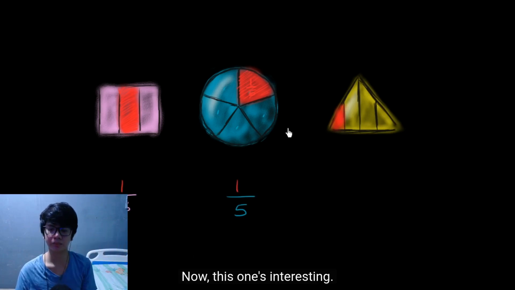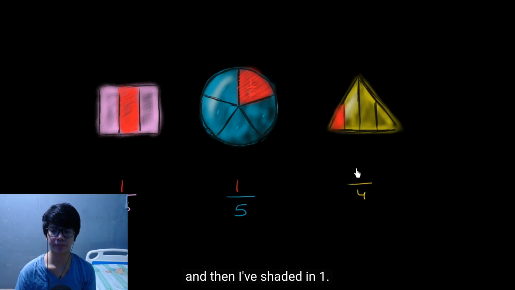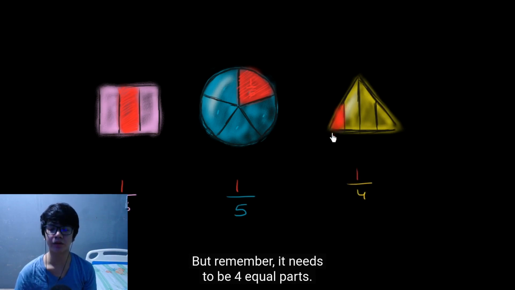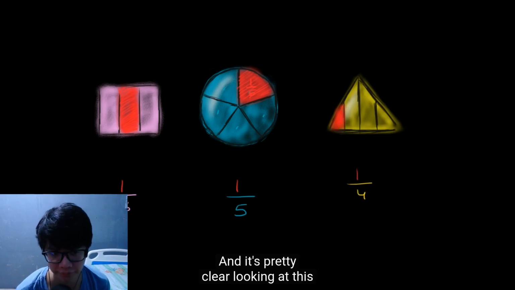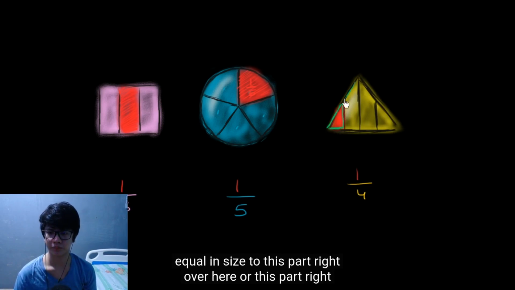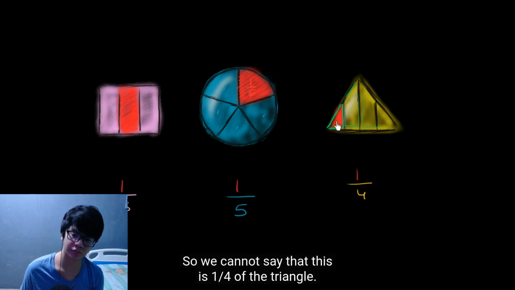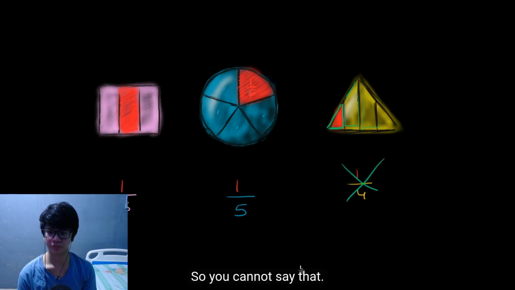Now this one's interesting. You might be tempted to say, well, I've got 4 parts and then I've shaded in 1. That must represent 1/4. But remember, it needs to be 4 equal parts. And it's pretty clear looking at this that this part right over here is not equal in size to this part right over here or this part right over here. These are not 4 equal parts. So we cannot say that this is 1/4 of the triangle. So you cannot say that.